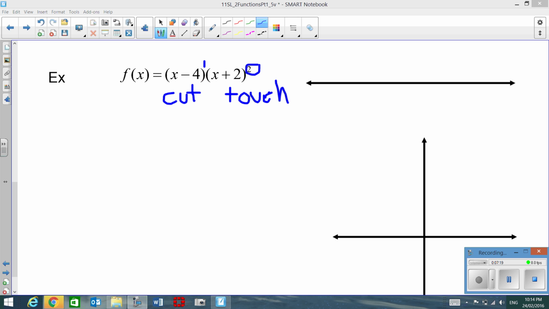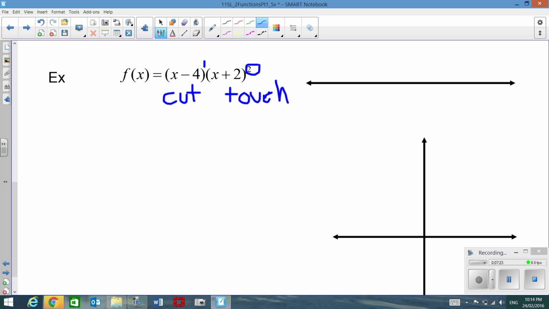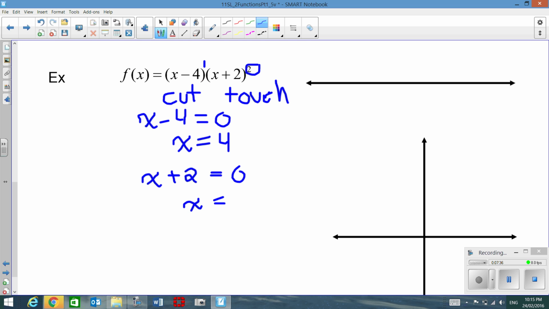So if we are going to go ahead and find our x-intercepts, we'll set x minus 4 equal to 0. So again, we already know we're going to have x equals 4 as one critical value. And then x plus 2 equals 0. So we already know we're going to have x equals negative 2. So let's go ahead and put both of those values, negative 2 and positive 4, on our number line to make our sign diagram.